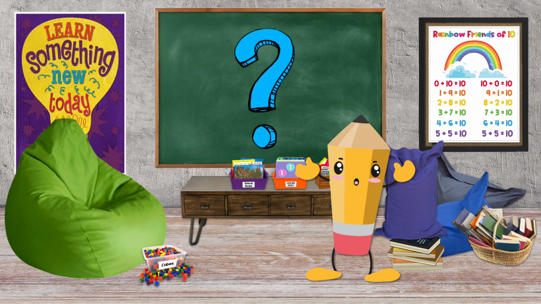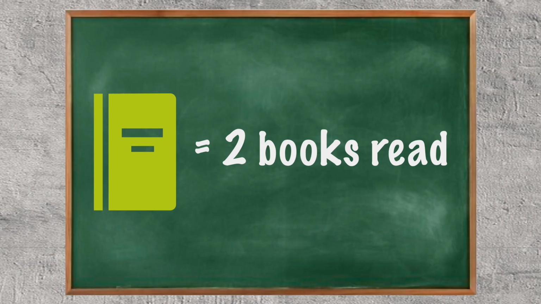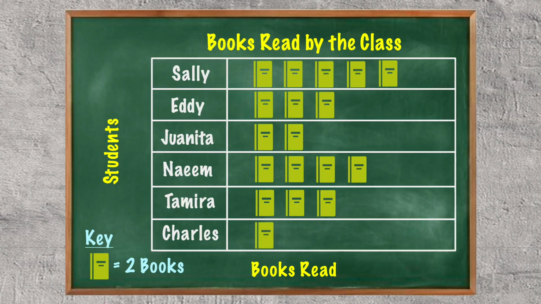Are we done? Asked Percival. Nope. The last step is to add a key to our pictograph. The key explains what each picture or symbol represents. There we go.